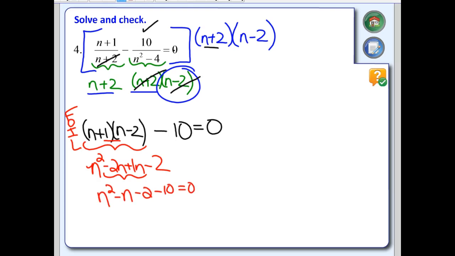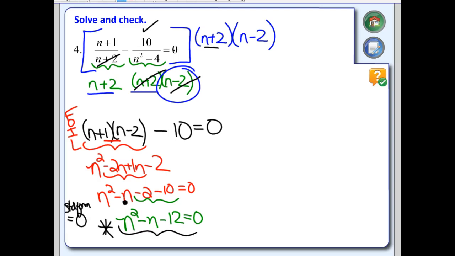Now, hopefully you saw I got some like terms right here we can put together. So now I've got n squared minus n minus 12 equals 0. Oh, we have a quadratic equation. How do I know it's quadratic? Because of that n squared right there. How do we solve a quadratic equation? That's good. Well, it's in standard form. So we're already in the right form. Standard form is done, and it already equals 0.